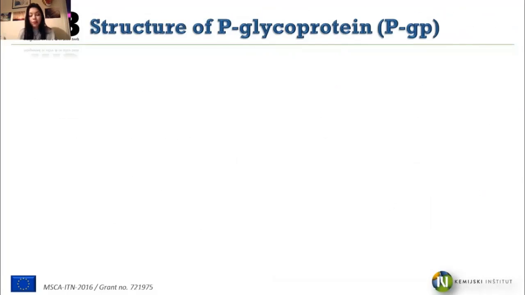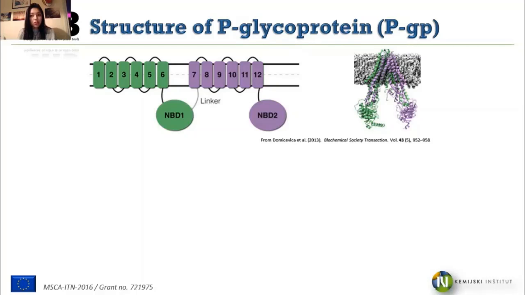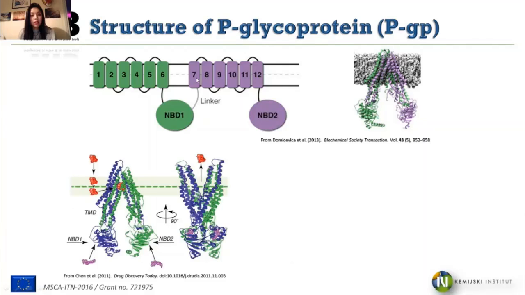So, regarding the structure of the PGP, this is formed by two homologous parts, each consisting of a transmembrane domain formed by 6 helices, as you can see here in the topology diagram, and a cytosolic nucleotide binding domain. These two parts are coupled by a cytosolic linker region.